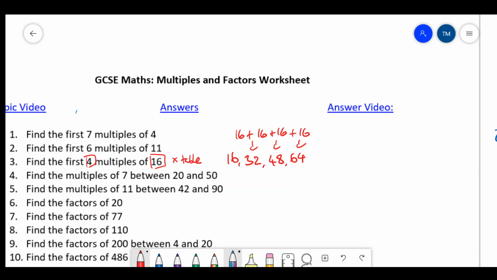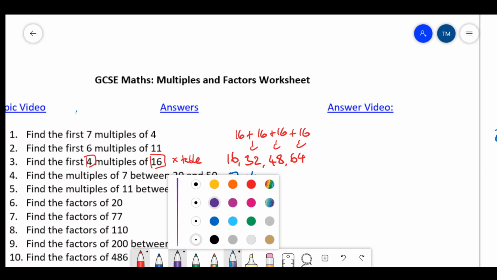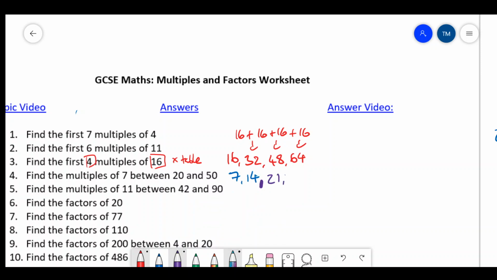The next one is question 4. Find the multiples of 7 between 20 and 50. So for this one, if we want to start from the beginning, 7 and 14, because we want to do the 7 times table, but 7 and 14 are not in between 20 and 50, but our next value will give us a value between 20 and 50, because the next value is 21. Then we have 28, 35, 42, 49, and then the value after this one is 56, so we don't want that value.